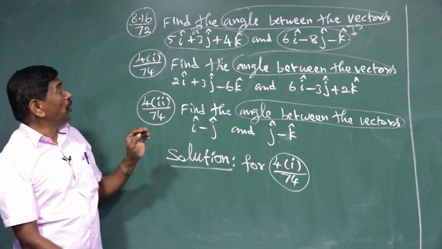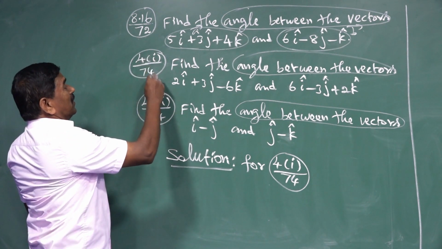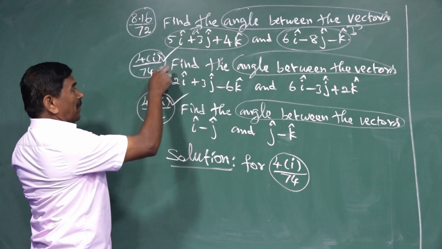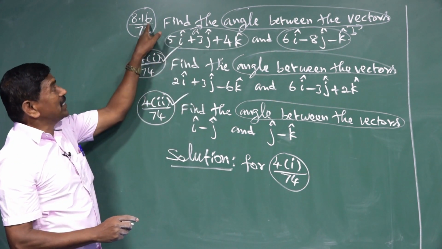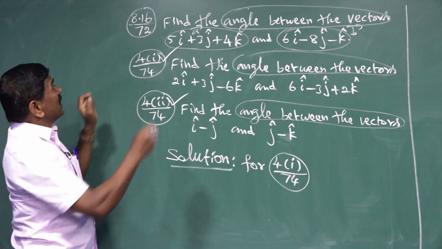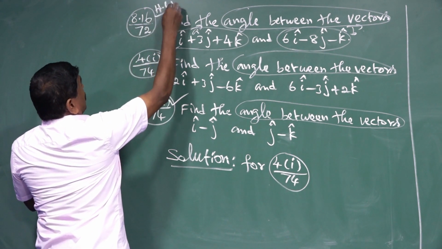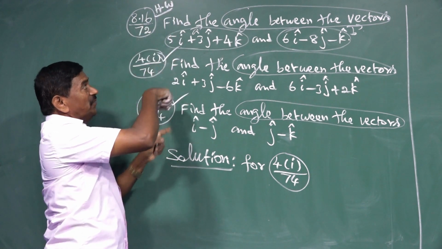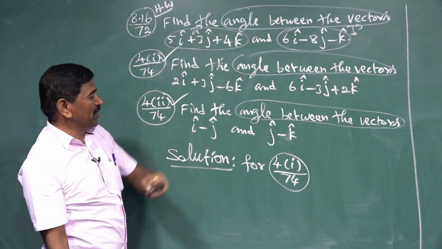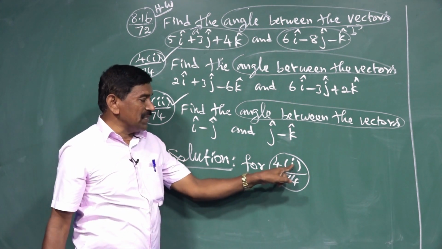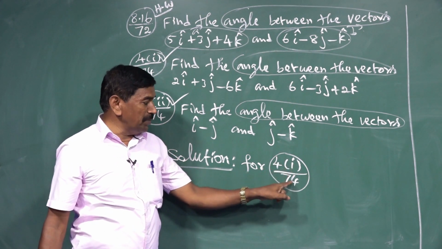I am going to solve exercise fourth topic first one and fourth topic second one myself. And example 8.16 is left for you as homework. So two sums myself and one question yourself, which is homework. Come to the solution for fourth topic first subdivision from exercise 8.3, page number 74.